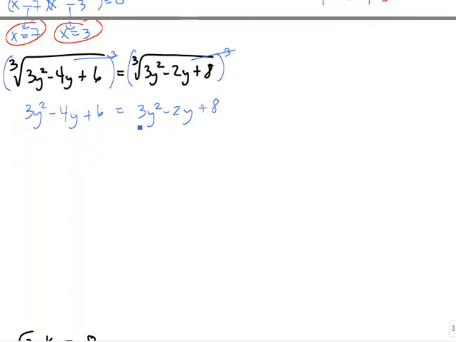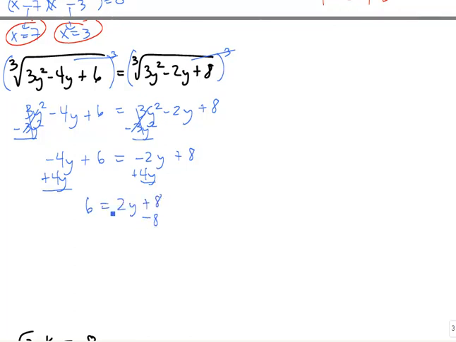It looks quadratic because of those y squareds, but if you notice when I try to get these y squared terms together and I subtract 3y squared, they end up canceling out on both sides. So we actually end up with a linear equation. So to solve my linear equation, I'm going to want to get y's on one side, numbers on the other side. So let's add 4y to the right side. So we get 6 equals 2y plus 8. Then we can subtract 8, get negative 2 equals 2y, and then finally divide by 2, so y equals negative 1.